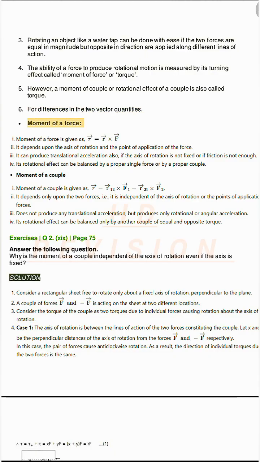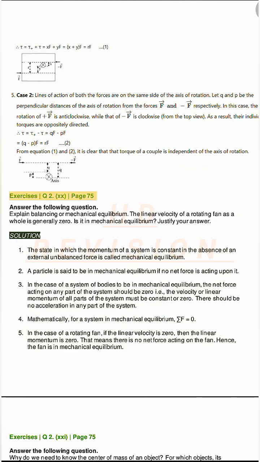Moment of a force. Exercises Q2. XIX, page 75. Answer the following question. Why is the moment of a couple independent of the axis of rotation even if the axis is fixed? Solution. Exercises Q2. XX, page 75. Answer the following question. Explain balancing or mechanical equilibrium. The linear velocity of a rotating fan as a whole is generally 0. Is it in mechanical equilibrium? Justify your answer. Solution. 1.